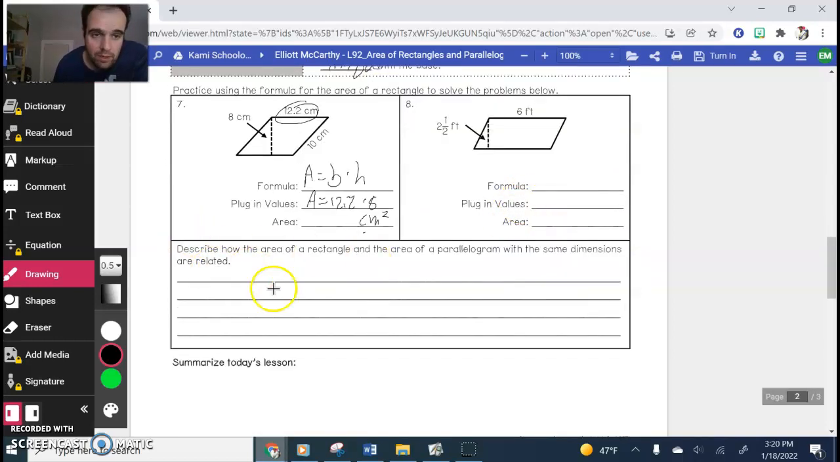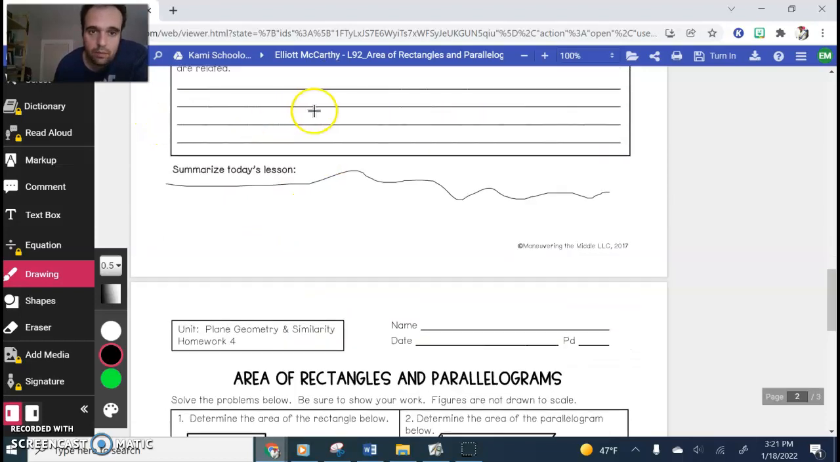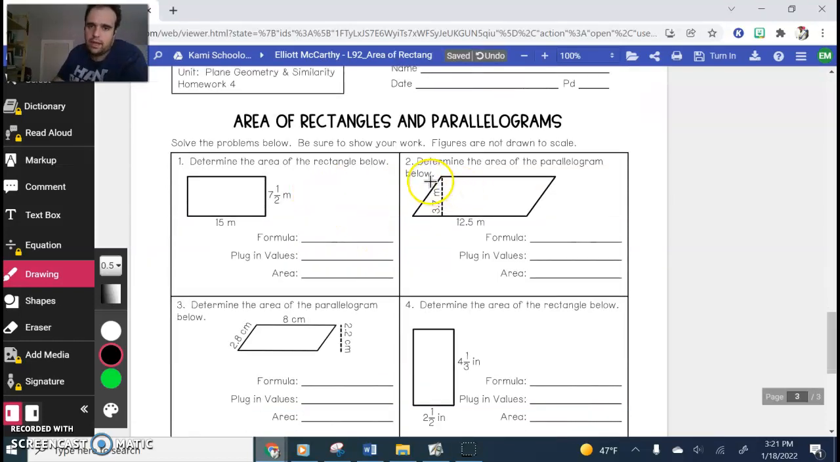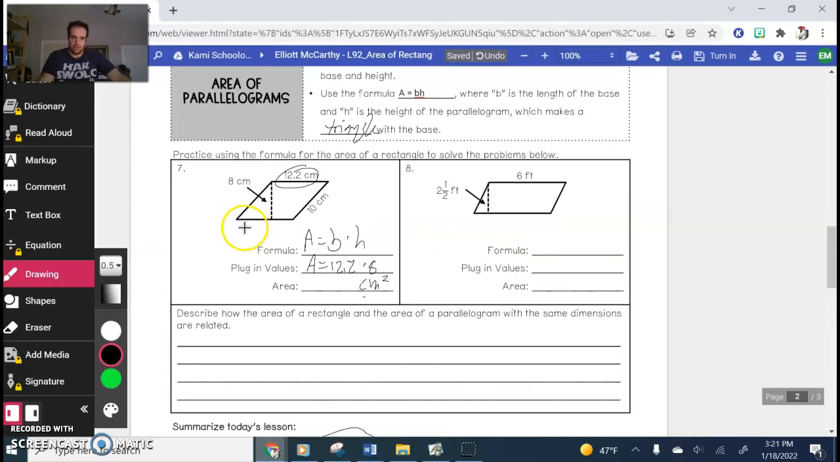Okay. This one I want to see what you work out. Summarize today's lesson. You actually don't need to do this bit because it's kind of what you are doing here. Again, you'll just solve these, watch those fractions, watch those word problems. That should be about it.